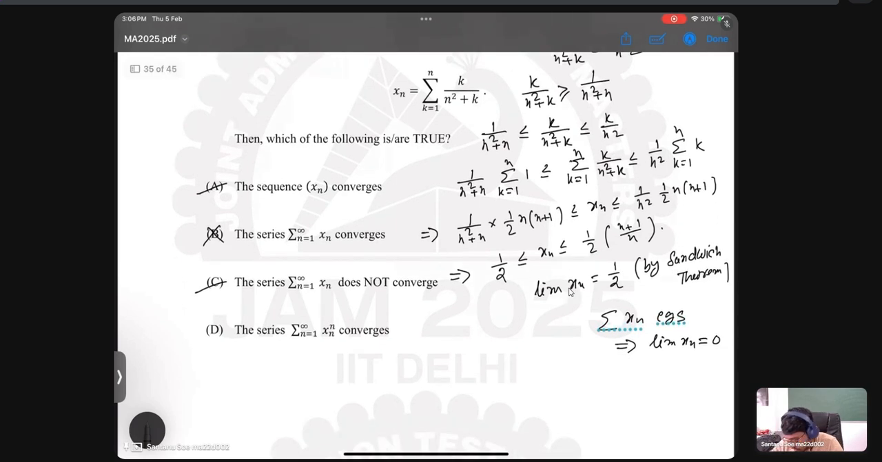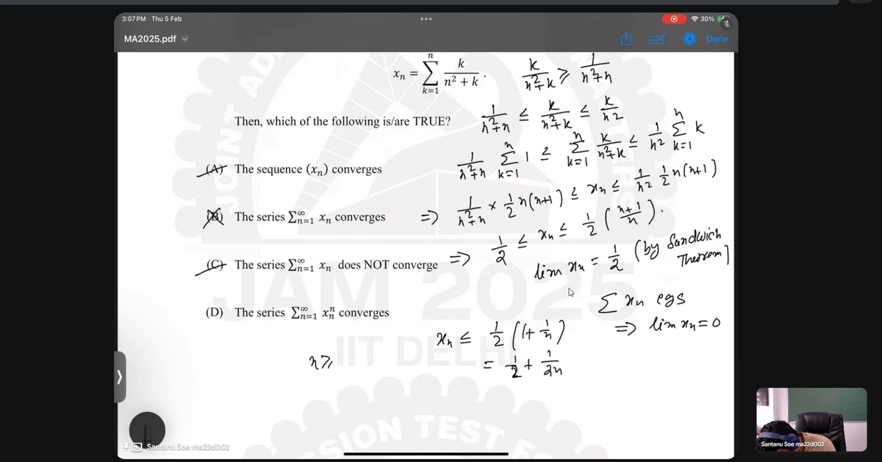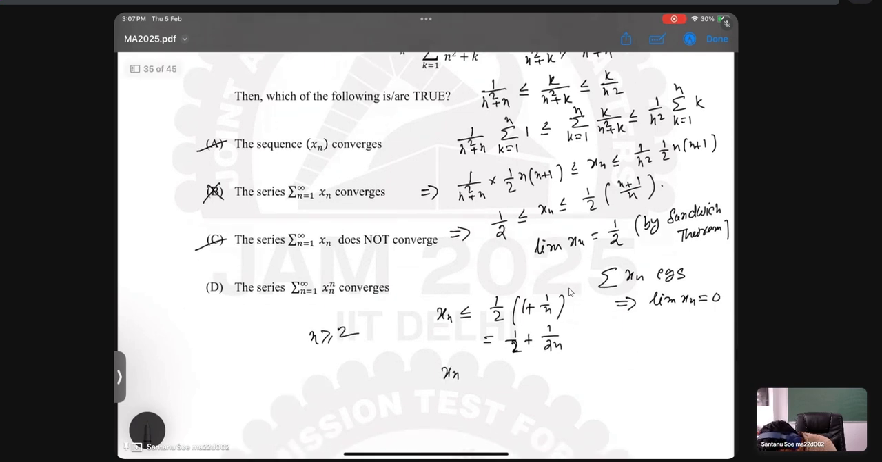Now what about the last option, that is summation x_n to the power n? For the last option, try to see that x_n is less than or equal to 1 by 2 times 1 plus 1 by n, or in other words 1 by 2 plus 1 by 2n. Now if n is greater than or equal to 2, then x_n is less than or equal to 1 by 2 plus 1 by 4, and this is true for every n greater than or equal to 2. So this is nothing but 3 by 4. So x_n to the power n is bounded by 3 by 4 to the power n.